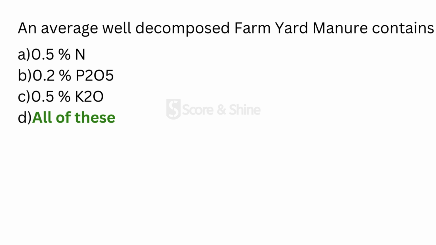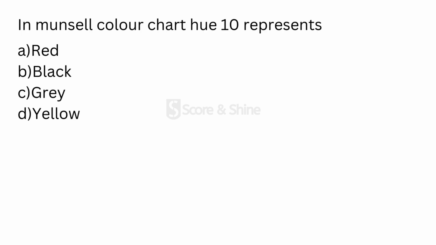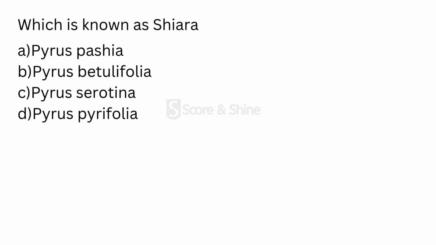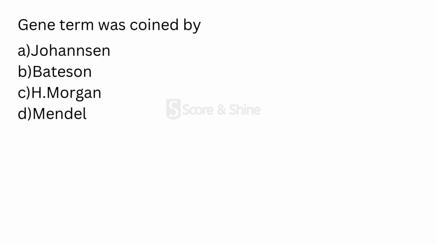And next, in Munsell color chart, hue 10 represents. So it represents yellow. So Munsell color chart is used to determine the soil color, and here hue denotes the dominant spectral color. And next is which is known as Shiara. So the answer is Pyrus serotina, which is the highly used rootstock of pear. And next is gene term was coined by. So it is coined by Johannsen.